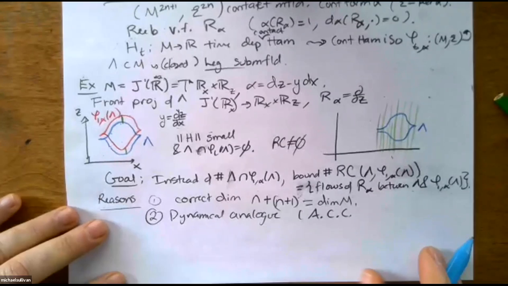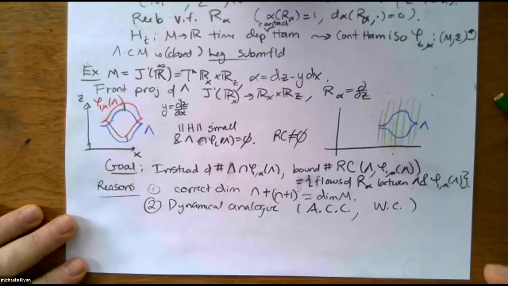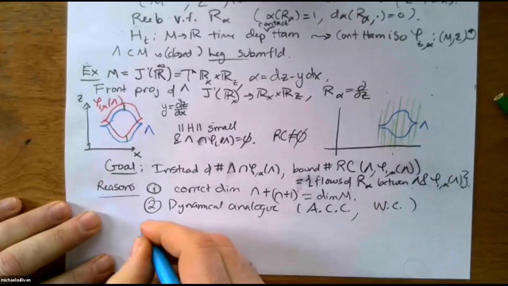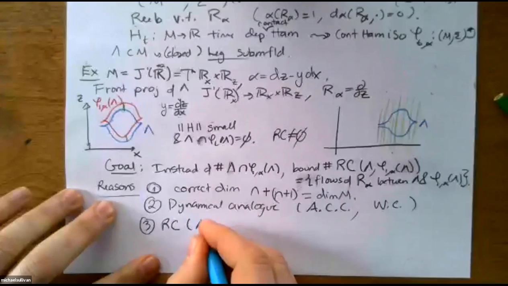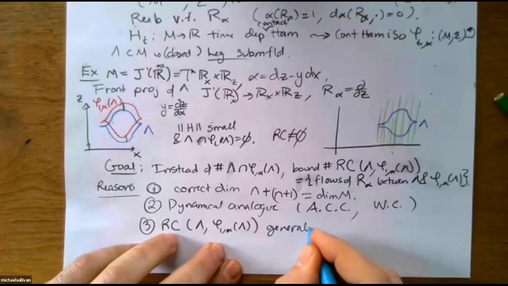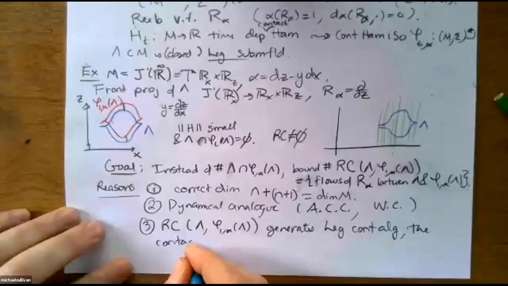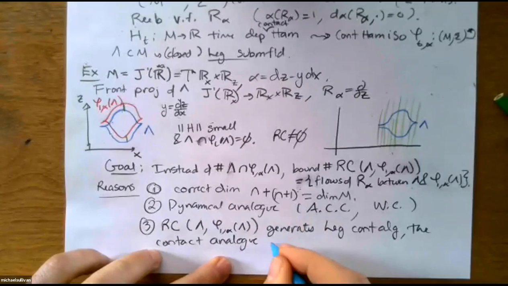Okay, so we have the Arnold chord conjecture and the Weinstein conjecture. These are what one would consider the contact versions of the Arnold conjecture from the previous slide. And finally, of course, if we want to prove something, if you look at the Reeb chords from a Legendrian between a Legendrian and its image, this generates the Legendrian contact algebra, which I haven't defined yet, but let's just say for now it's the contact analog of the Floer theory, the Lagrangian Floer theory that we were talking about on the last slide.